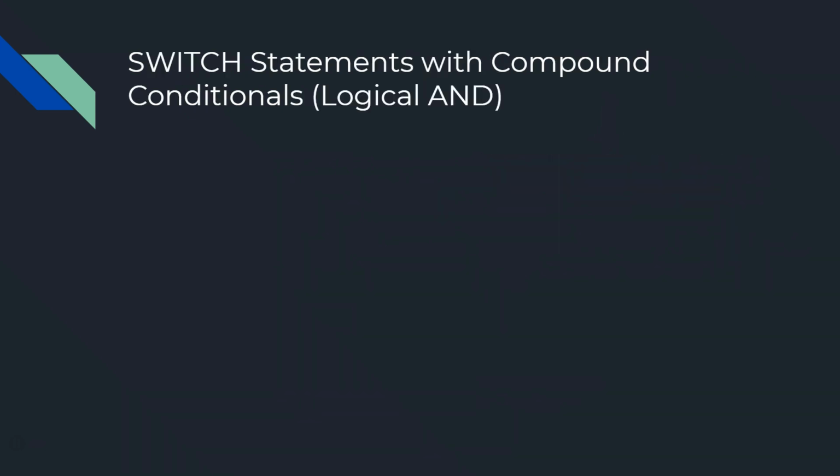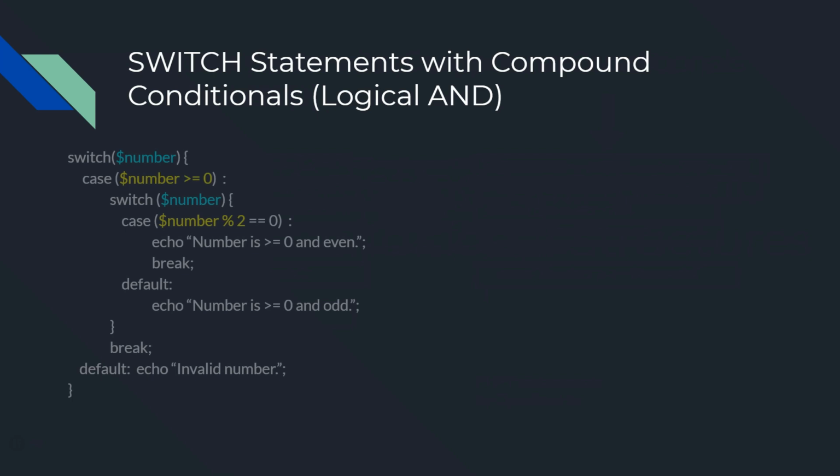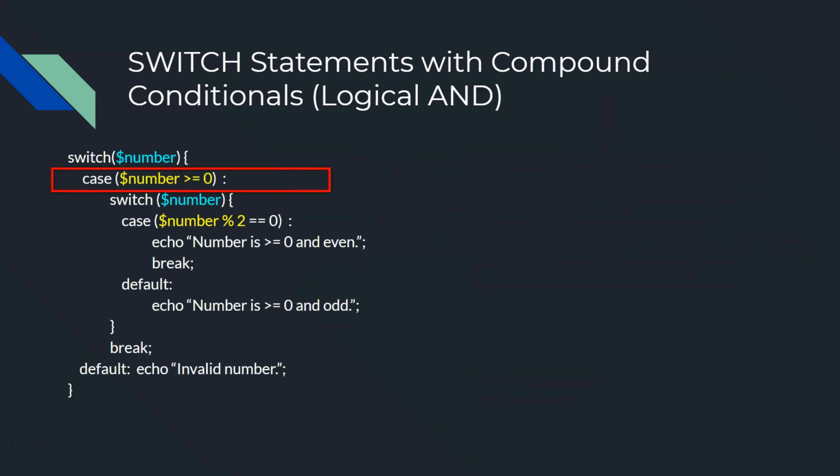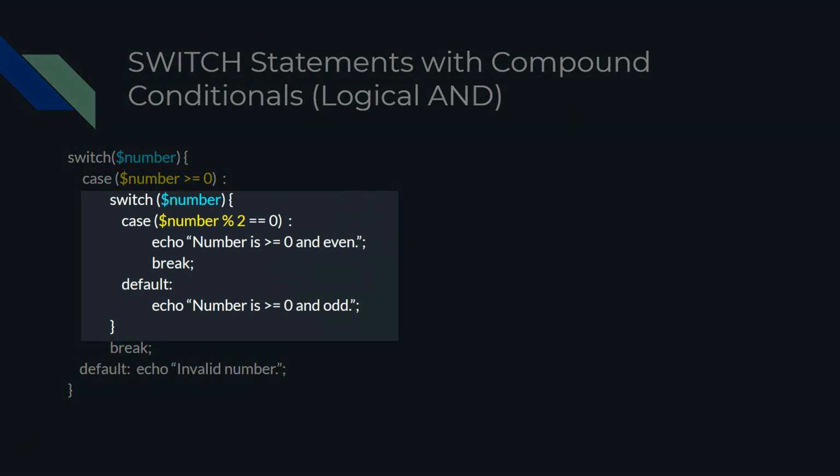Now the switch statements can also be used to create compound conditionals using the logical AND. For example, here you see that in the first case, if the number is larger than or equal to 0, and if that's true, then you form a second nested switch statement inside that case block.